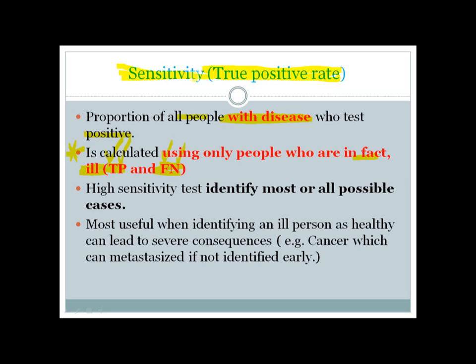So we calculate sensitivity by considering people who truly have the disease but may or may not test positive. So they are included in sensitivity. A high sensitivity test should identify most or all possible cases, like that of ANA. And if a high sensitivity test is negative, this makes us confident that this patient does not have this disease. It is most useful when identifying an ill person as healthy can lead to severe consequences, like cancer, which can metastasize if not identified early.